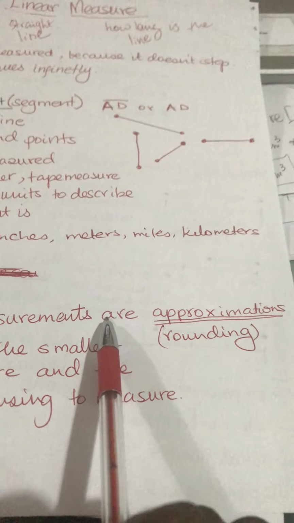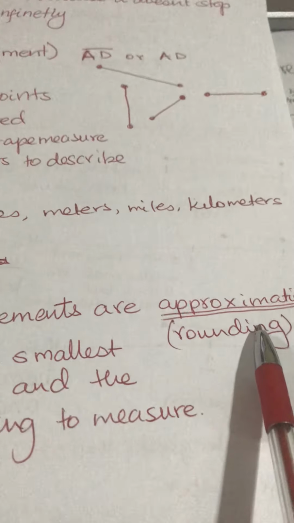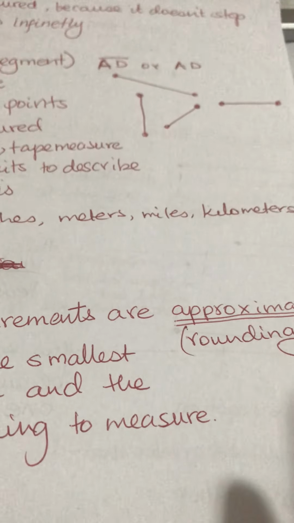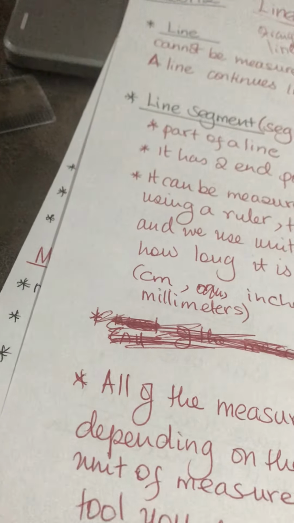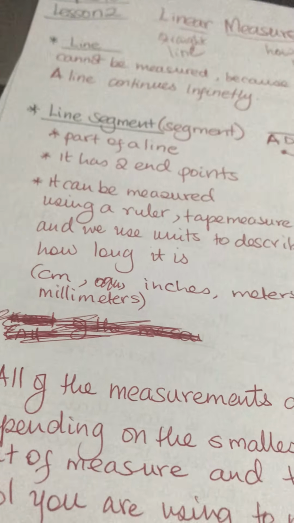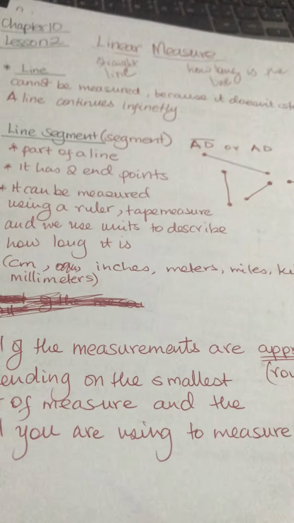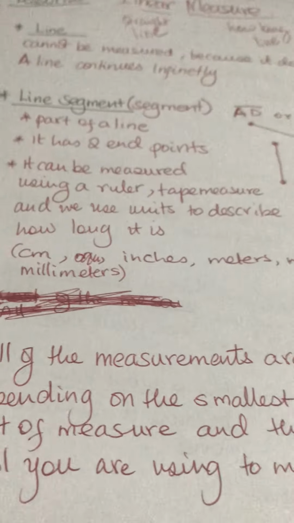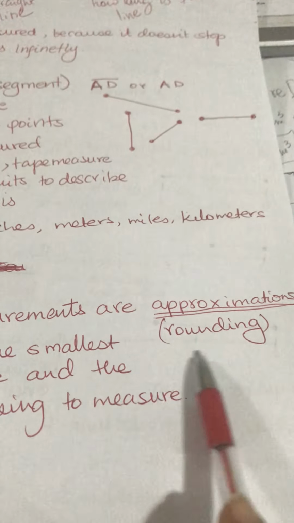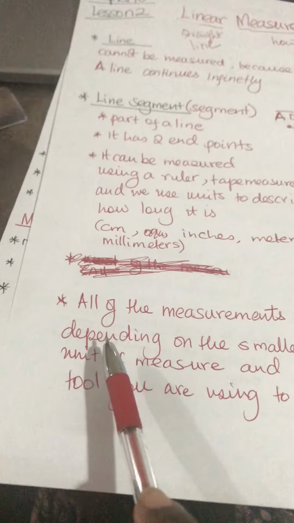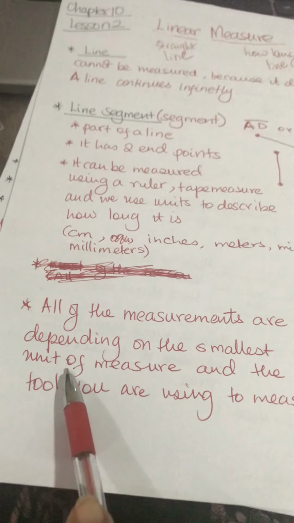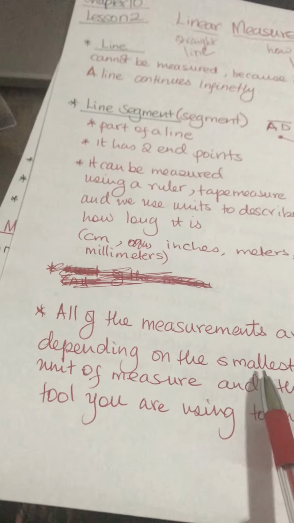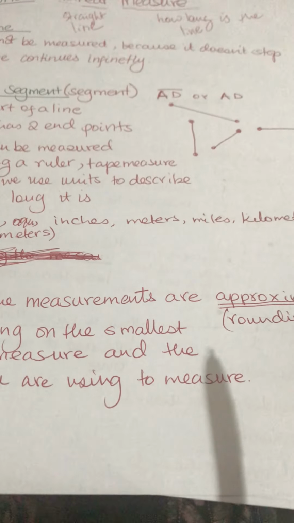All measurements are approximations. They can never be exact because some tools are not made equally. Okay? So that is why. So we always measure. That's why we say the measurement is an approximation. Okay? So what is an approximation? A rounding. So all measurements are approximations depending on the smallest unit of measure and the tool you're using.